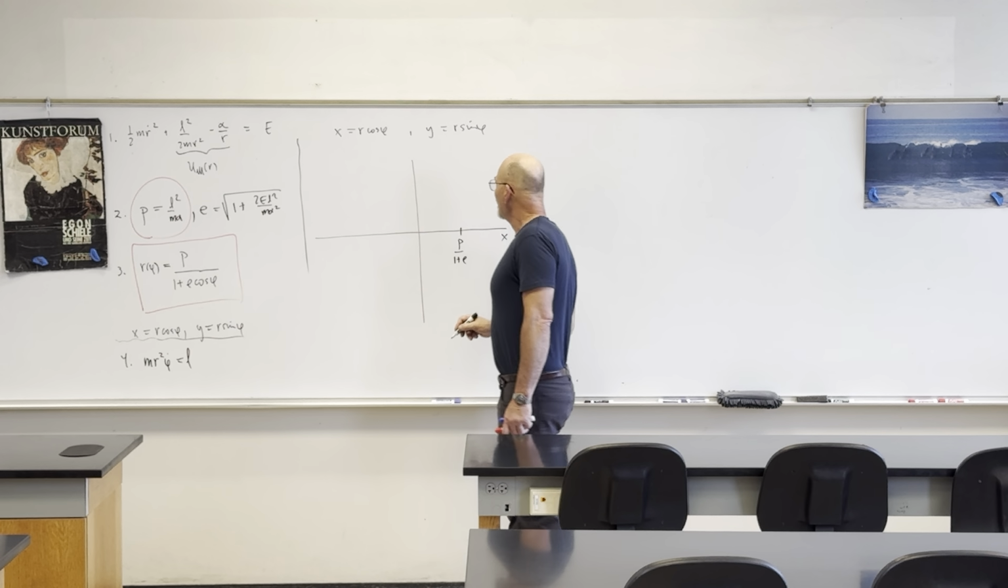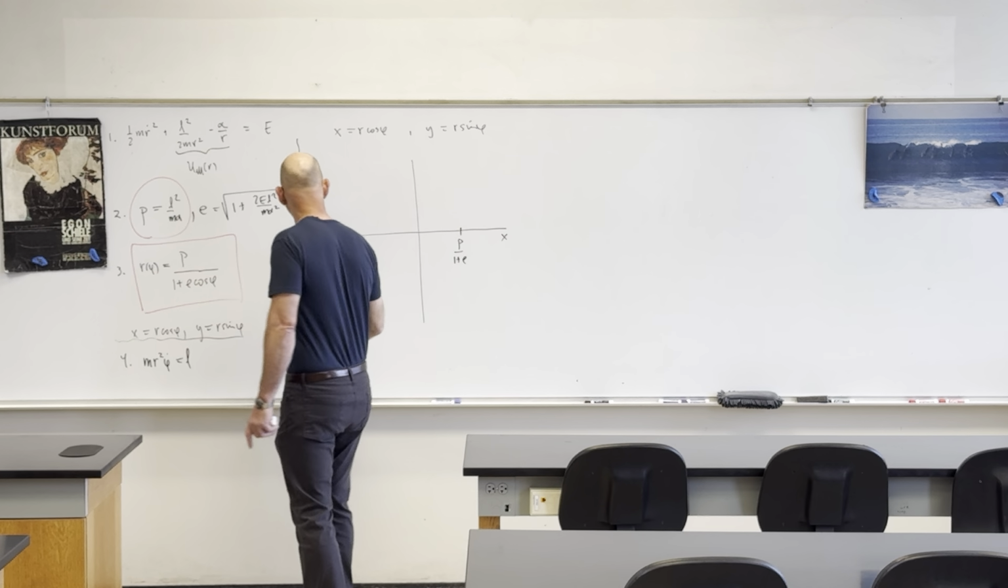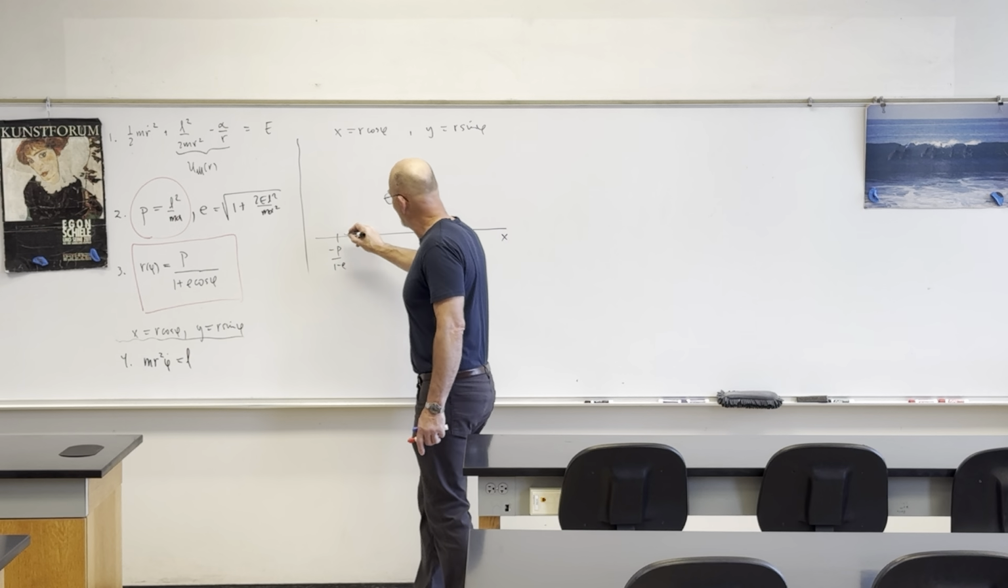And when phi is equal to pi, we've got a minus 1 there, we're over here now, and it'll be p over 1 minus e. Or I could say, and I'm going to make it nice and exaggerated, so negative p over 1 minus e. Okay, so those are 2 points of our graph.